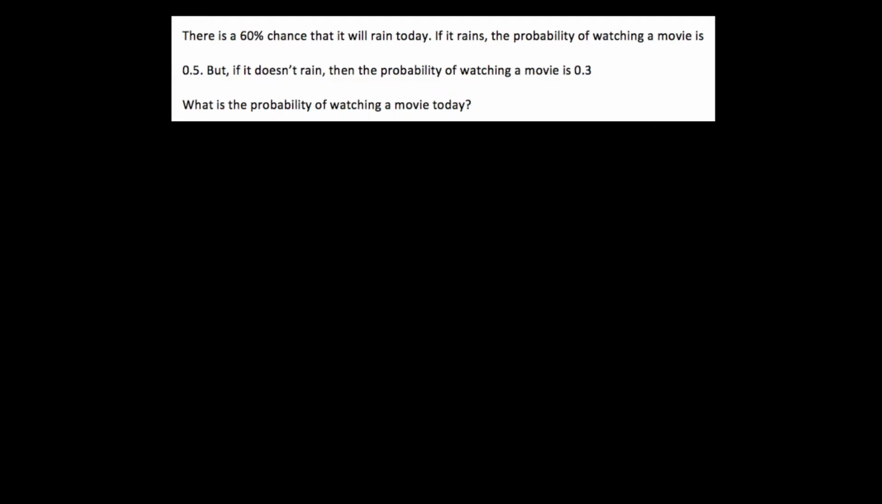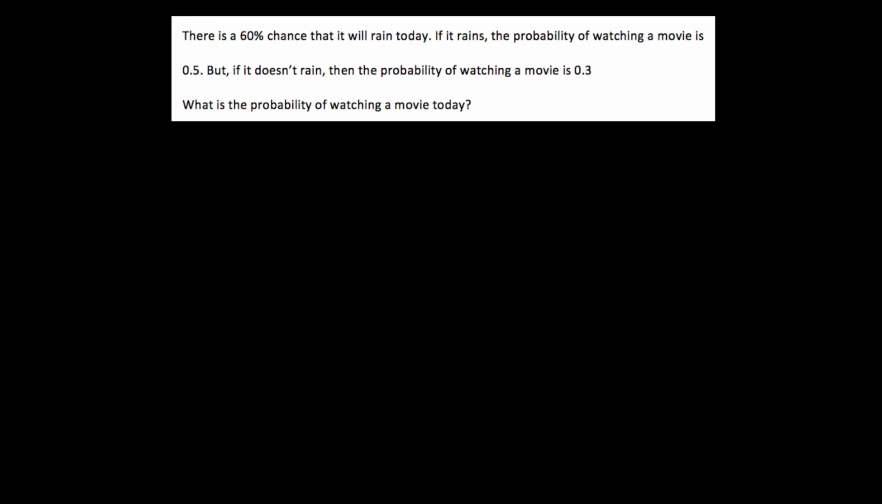Dependent events means that the probability of one event depends on the outcome of another event. So the question here says there is a 60% chance that it will rain today. If it rains, the probability of watching a movie is 0.5. But if it doesn't rain, then the probability of watching a movie is 0.3. What is the probability of watching a movie today? If you think you can do this by drawing the tree diagram, then pause the video and try to do it yourself. Otherwise, let's do it together.